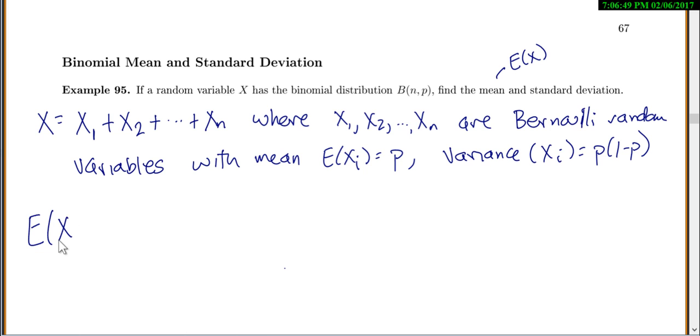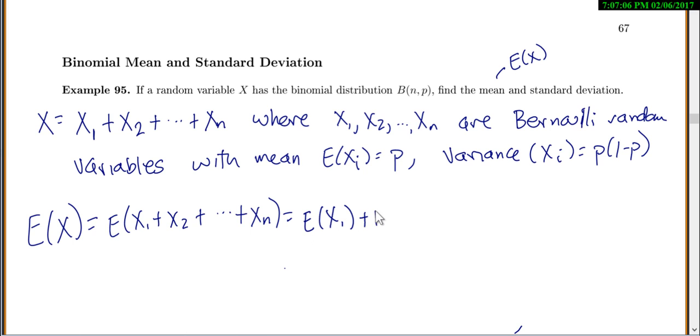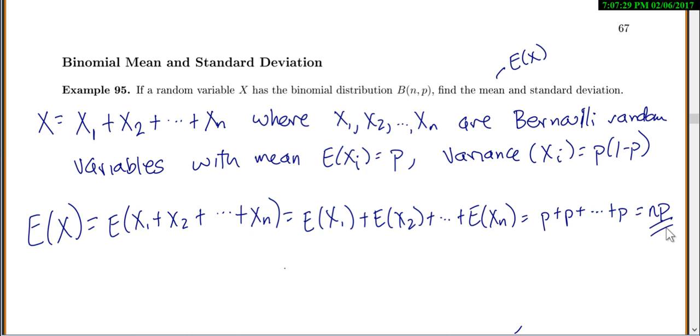So the expected value for a binomial, or expected value of x, is we have to do the expected value of each one of those added up. We've been practicing with things like this. You just take the expected value of each one, right? So expected value of x1 plus expected value of x2 plus all the way up to expected value of xn. But each of those expected values is always just p. So p plus up to plus p. And how many of those p's did we have? n of them. So we have np. So our expected value is always going to be n times p.